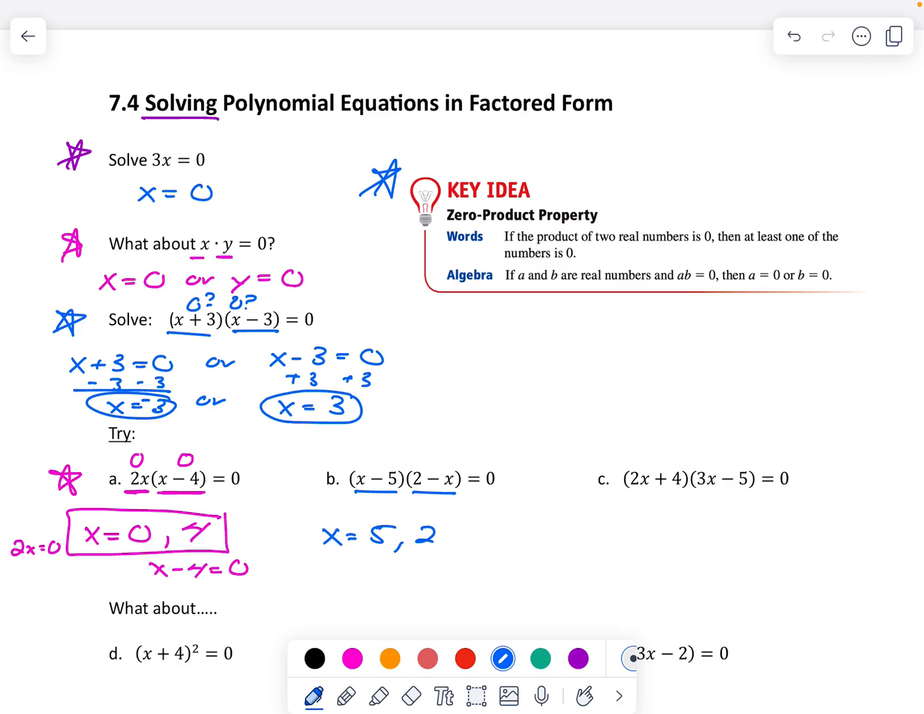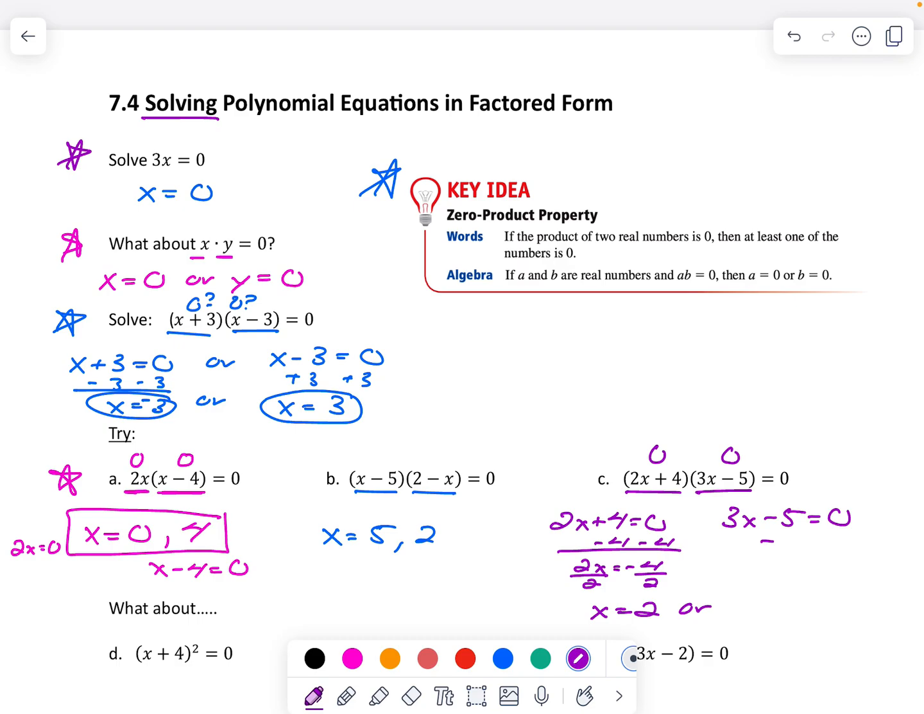Now for this last one, this one is a little more challenging. Either this first parenthesis has to equal 0 or the second parenthesis has to equal 0. For this one, I'm going to write it out because it's not just x minus 3 or x plus 5. It's a little bit more complicated than that. So if it's a little more complicated, write it out and solve. So we're going to subtract 4 from each side. 2x equals -4. Divide both sides by 2. x equals -2. So that's one answer.